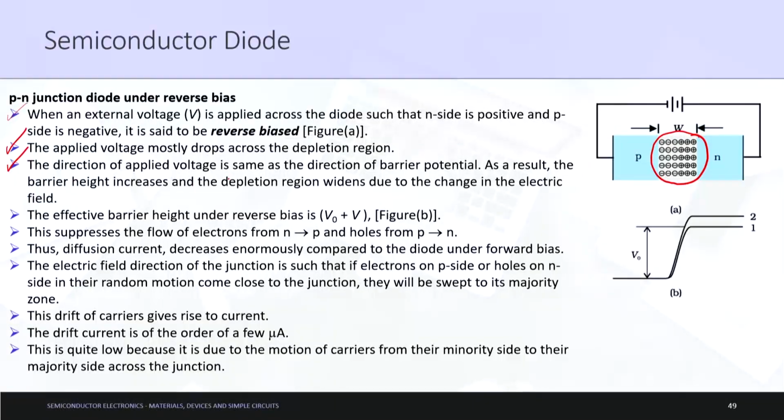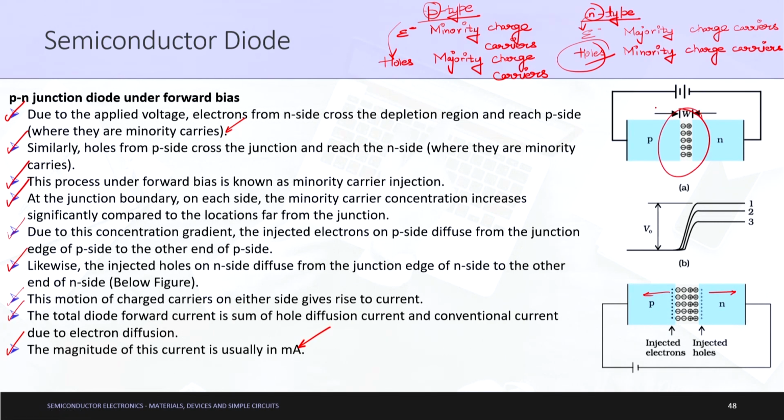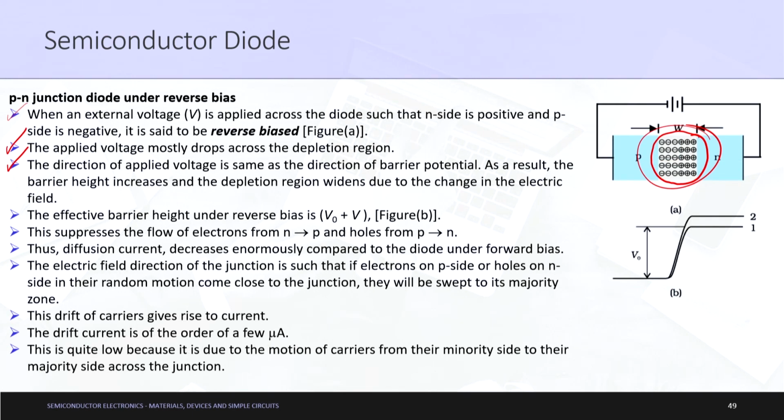So, the direction of the applied voltage is the same as the direction of the barrier potential. As a result, the barrier height increases and the depletion region widens. As you can see from this diagram, for forward bias the depletion region is small, and for reverse bias it is very large. The depletion region widens due to the change in the electric field. The effective barrier height under reverse bias is V naught plus V.